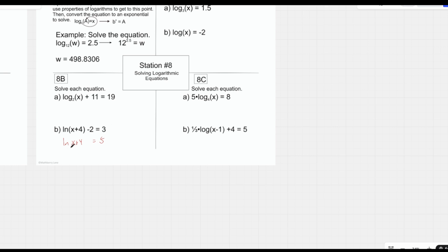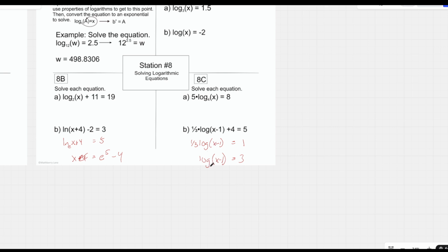Add 2. We have a ln we want to get rid of. The base of the ln is e. So the base of the ln will become the base of the exponential on the other side. And subtract 4. That's it. This one we'll multiply by, and then we'll subtract 4. And then we'll multiply by 3.